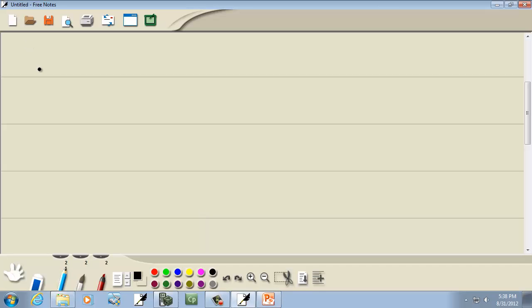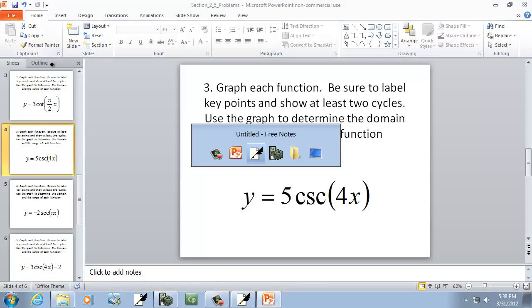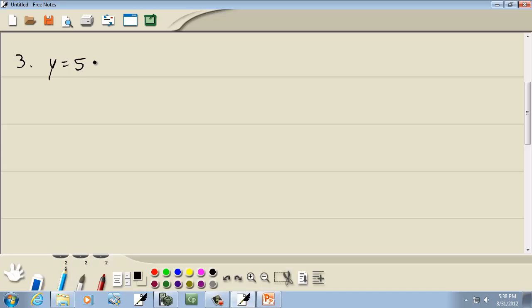Okay, so we got y equals 5 cosecant of 4x.